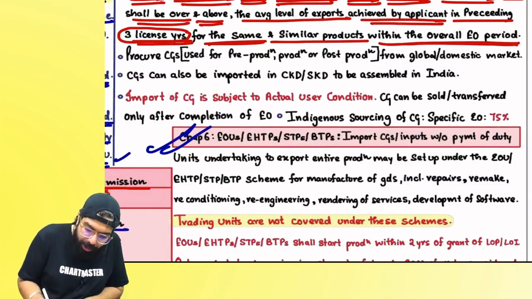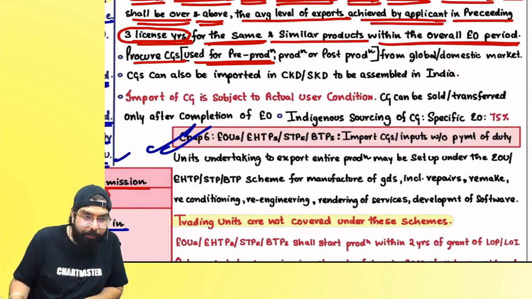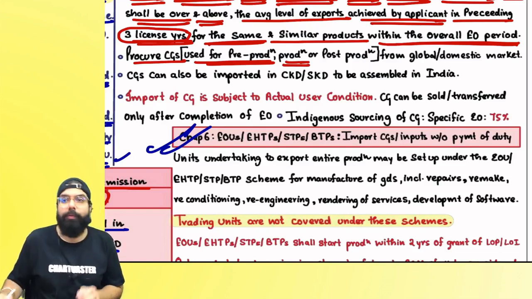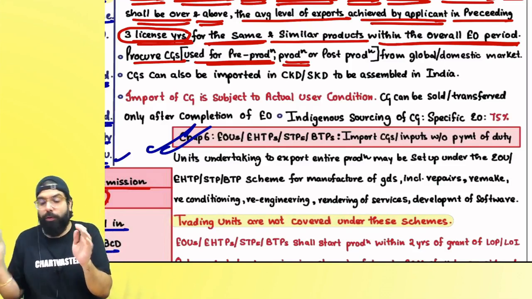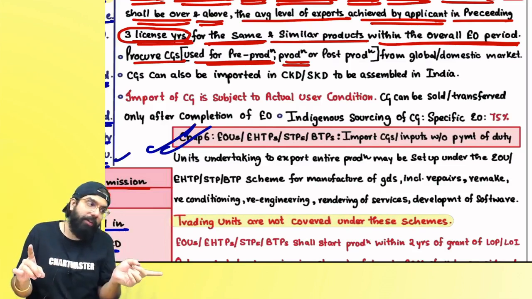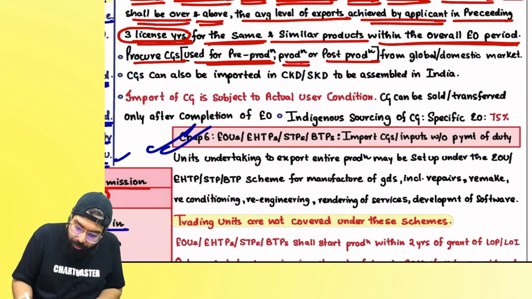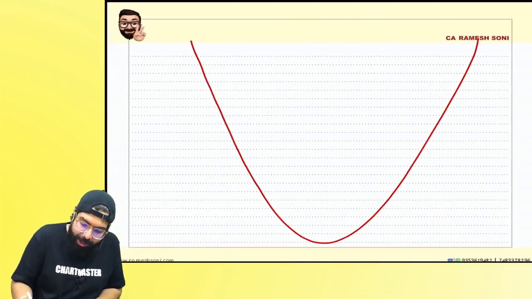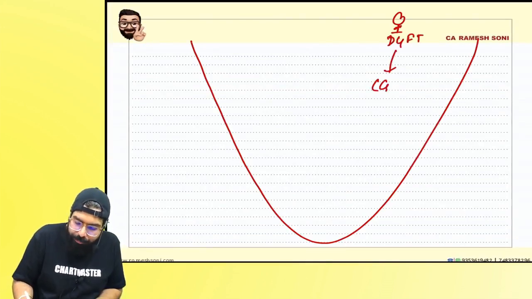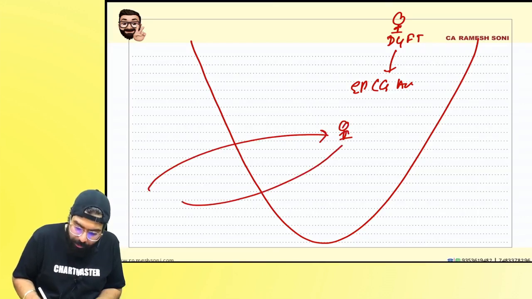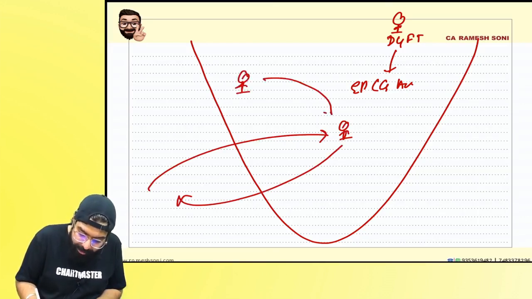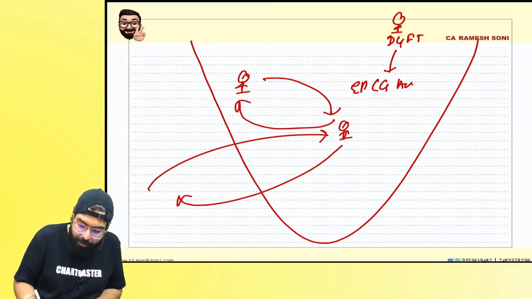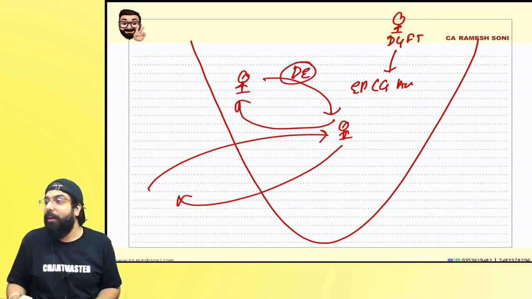Next. Sir, you can procure capital goods used in production, before production, pre-production, post-production. Okay. Before production, if you need any capital goods. During production, if you need any capital goods. After production, if you need any capital goods. From global or domestic market, anywhere you can go ahead and buy. So everyone, listen. If Director General of Foreign Trade went ahead and gave you the export promotion capital goods authorization, you can go ahead and import from outside India also. And you have to pay in forex. But sir, can I go ahead and take it from a person in India also? Yes, Baba. When you go ahead and take it from a person in India, it is known as deemed export. I hope you guys understand.